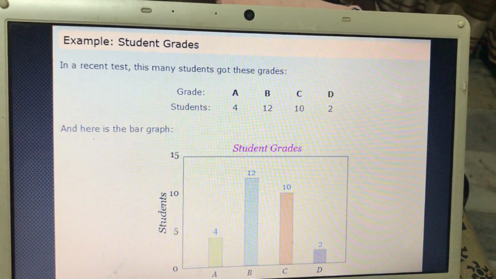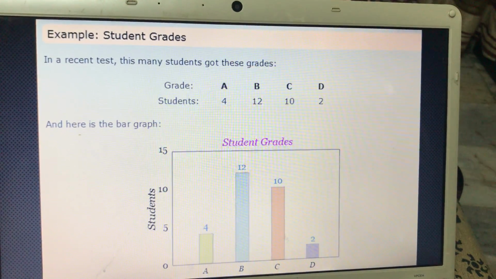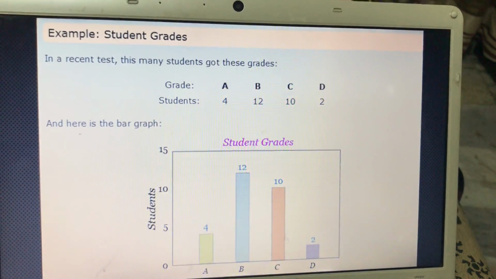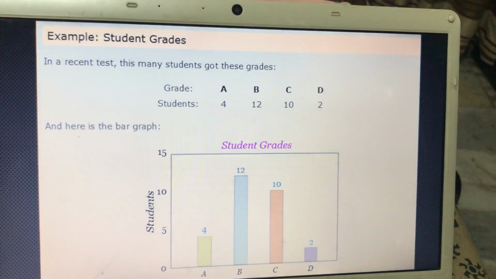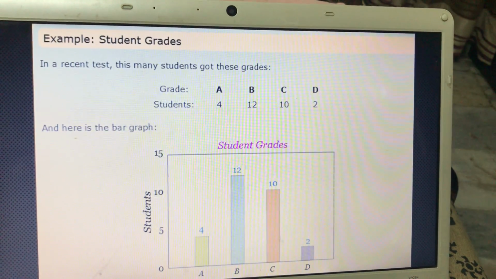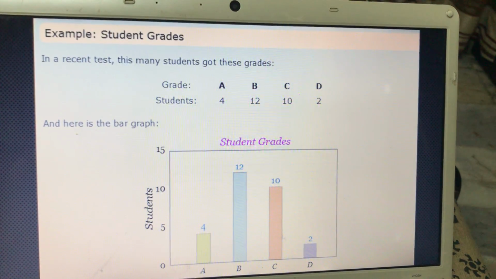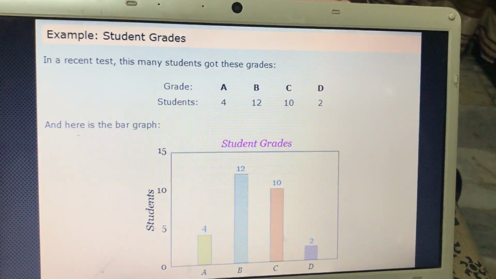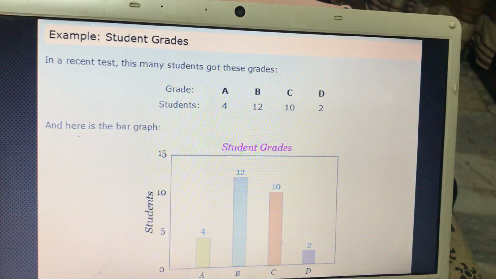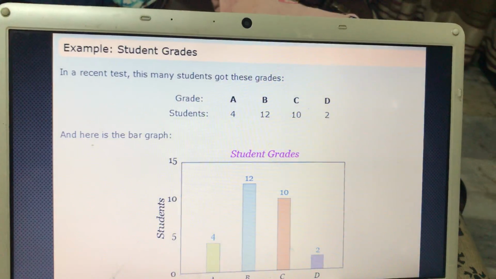Next is, in a recent test, this many students got these grades: A, B, C, D. A grade is scored by 4 students. B grade is scored by 12 students, like this. So how to draw the graph? Again, as the data has the minimum value 2 and maximum 12, we can take again the gap of 5: 0, 5, 10, 15, like this. On the horizontal axis we will have grades, and on the vertical axis the number of students. A grade is scored by 4 students, so 4 is here. B grade is scored by 12 students. Then C, 10 students, and D grade by 2 students. So this way I have to draw the bar graph.